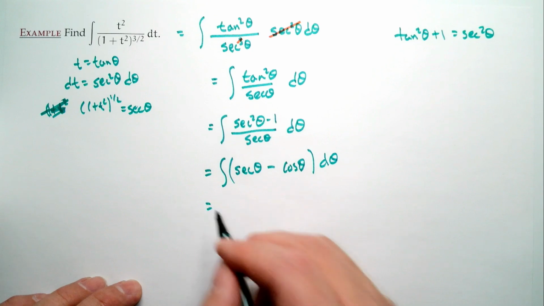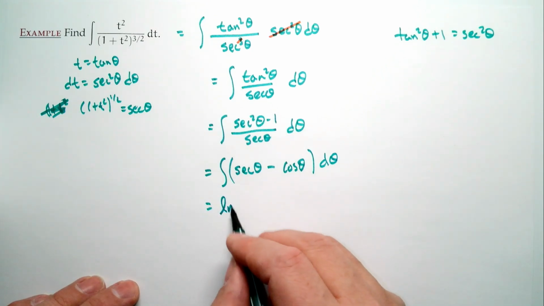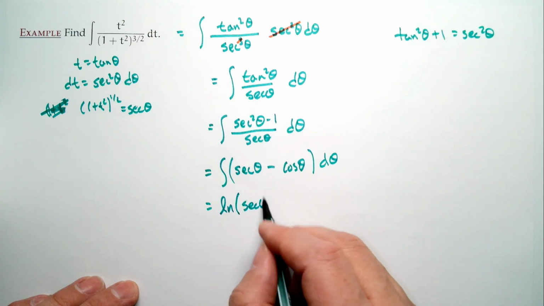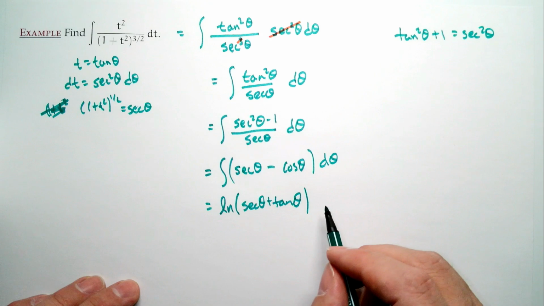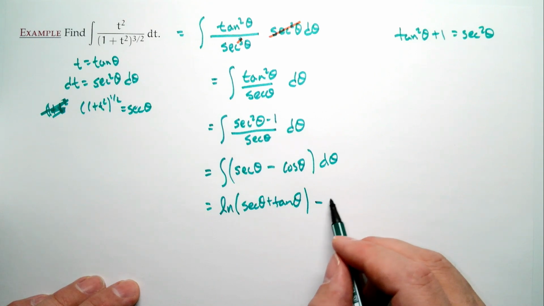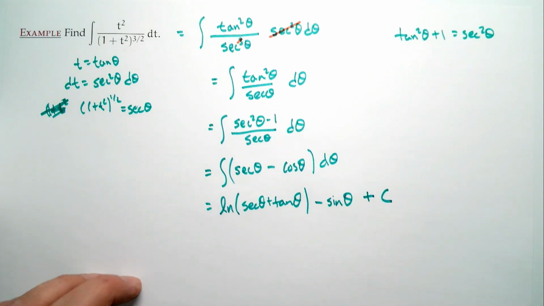Now, what is the integral of secant? Yes, natural log of secant plus tangent. Good. Integral of cosine? Sine. I saw the sine, and it opened up my eyes. I saw the sine. Are we done? No, we're not. We got to go back to t. So how do you get back to t?